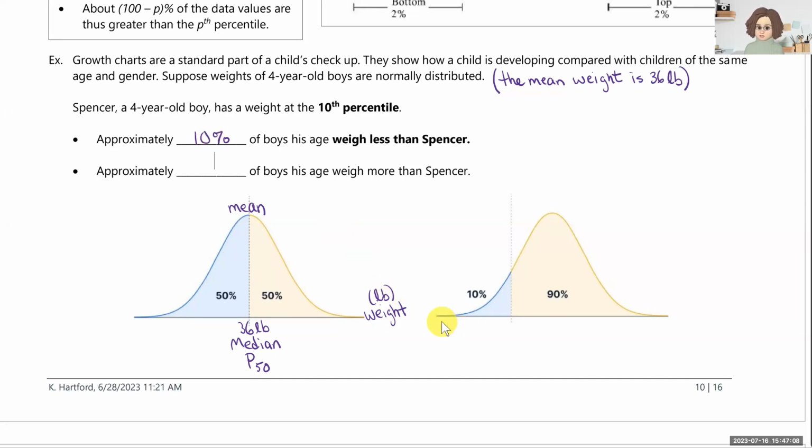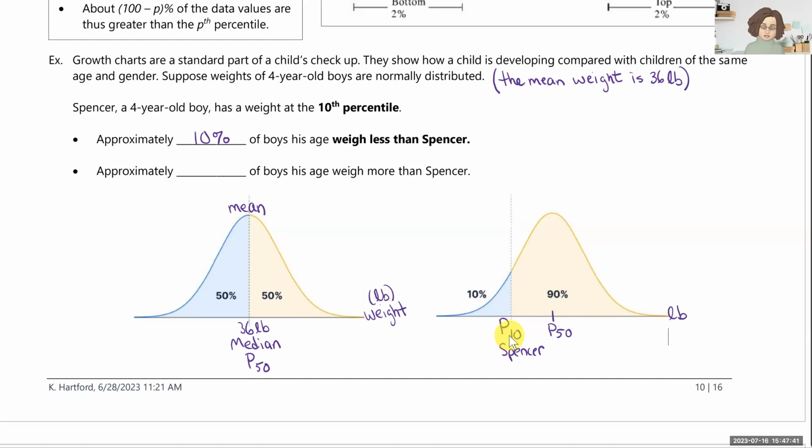So let me come over to this picture. So we know at the center of the graph, that's the 50th percentile. But Spencer is going to be below that at the 10th percentile. So this is where Spencer is. All right, so graphically then this shaded area would just be 10%, representing 10% of boys. So again, I'm just going to write pounds here. So about 10% of boys weigh less than Spencer.